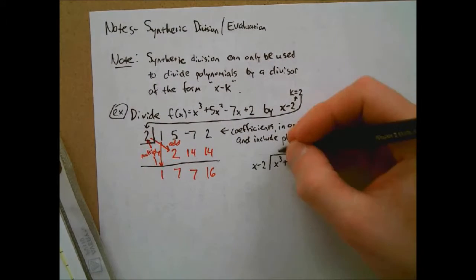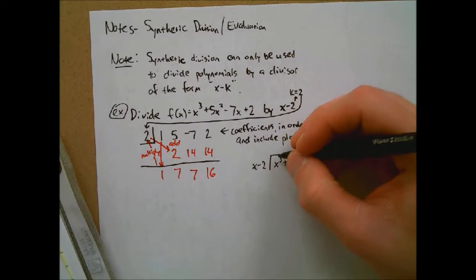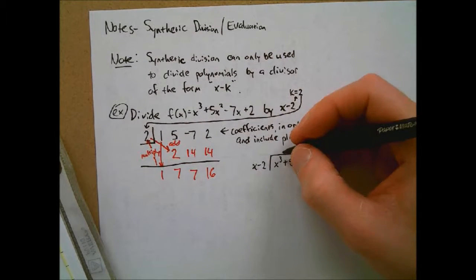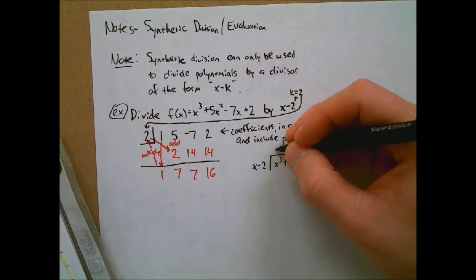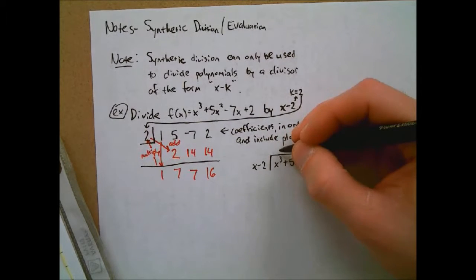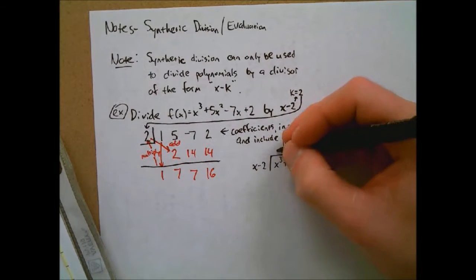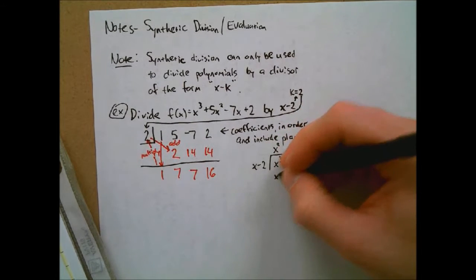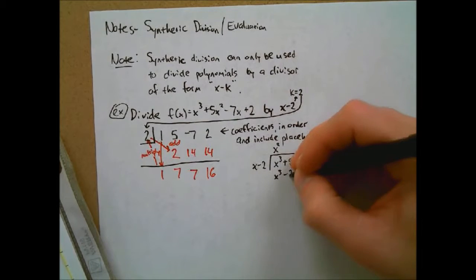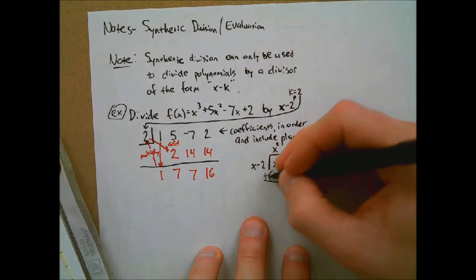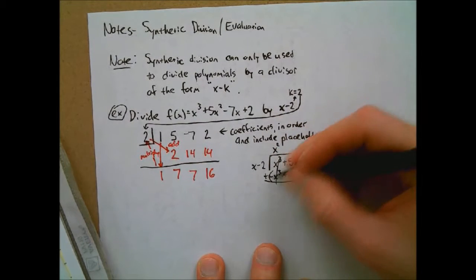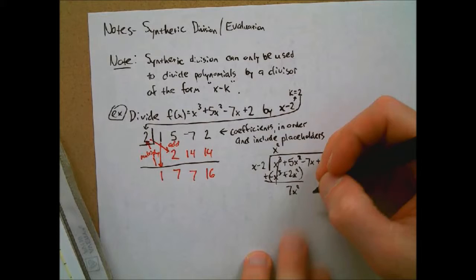So what times x gives me x cubed? X squared. X squared times x is x to the third. X squared times negative 2 is minus 2x squared. Subtract the quantity. I don't like subtracting, so I'm going to add the opposite. The x cubes cancel. 5 and 2 make 7x squared. Bring down the minus 7x.